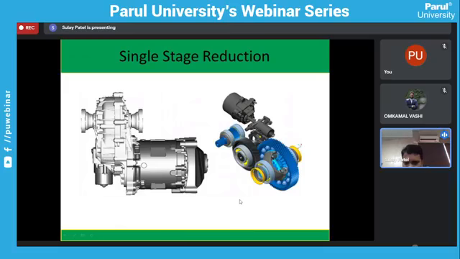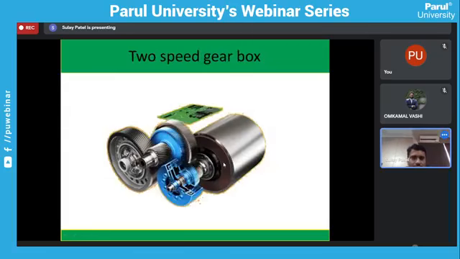So this is a single speed reduction, and the torque which we require at the wheel is very high. This single speed reduction gearbox will convert the low torque of the motor to the high torque for traction purpose.